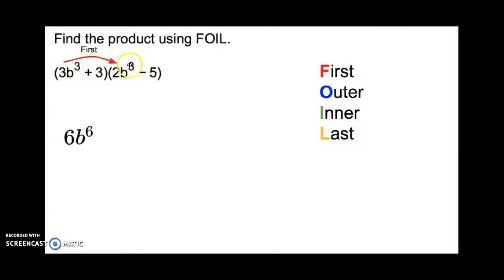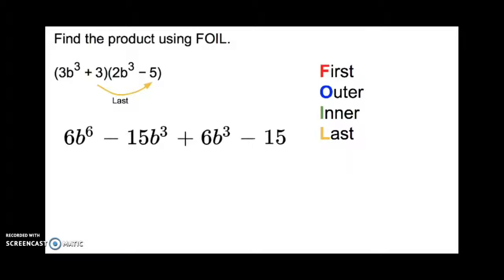Remember, we add exponents. Then we have the outer two, which is 3b to the third times negative 5, which is negative 15b to the third. The inner two terms are 3 and 2b to the third, which multiplied together is 6b to the third. Multiplying the last two terms is 3 times negative 5, which is negative 15.